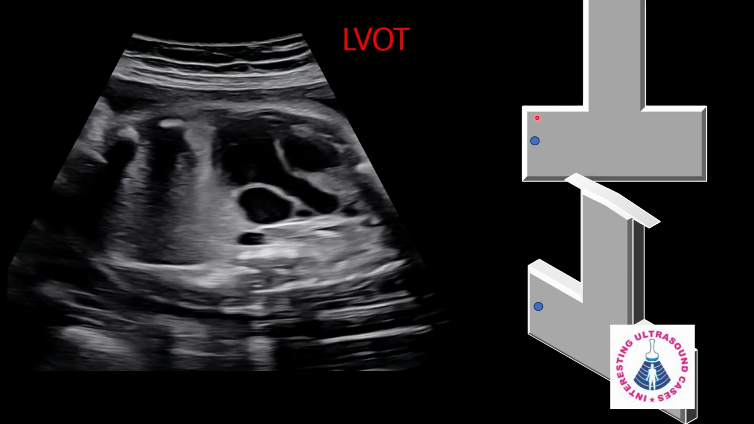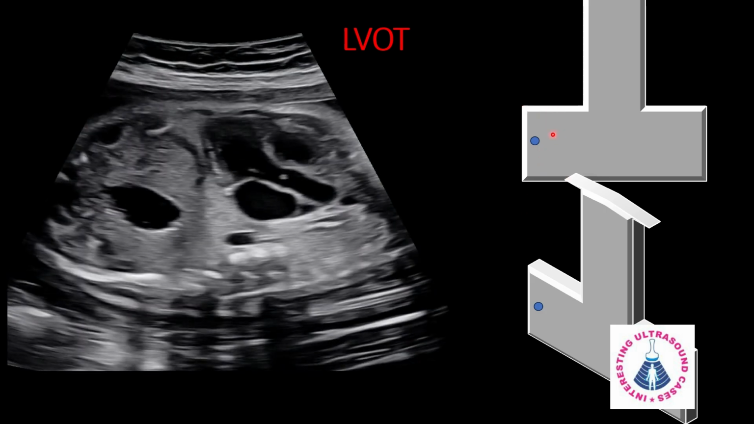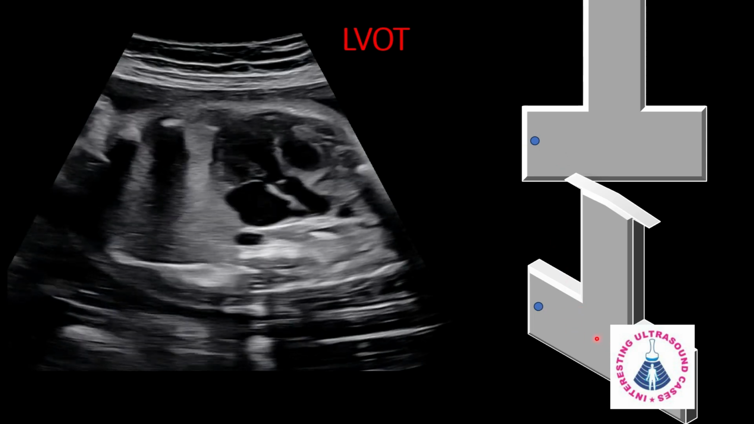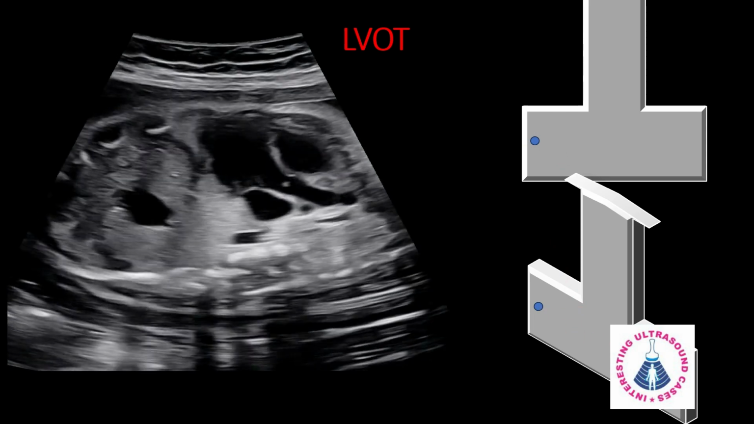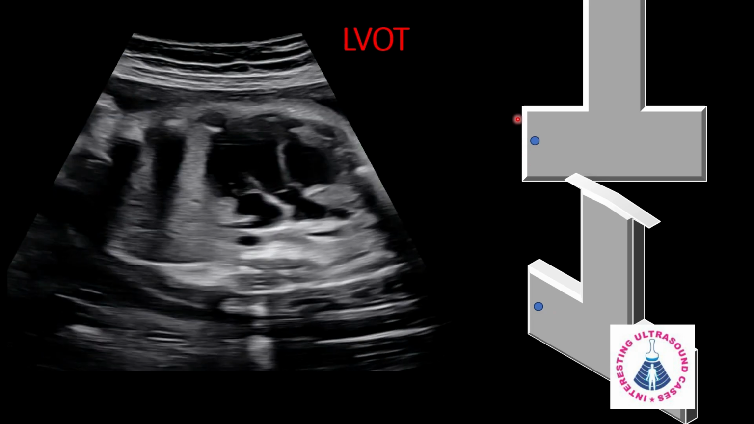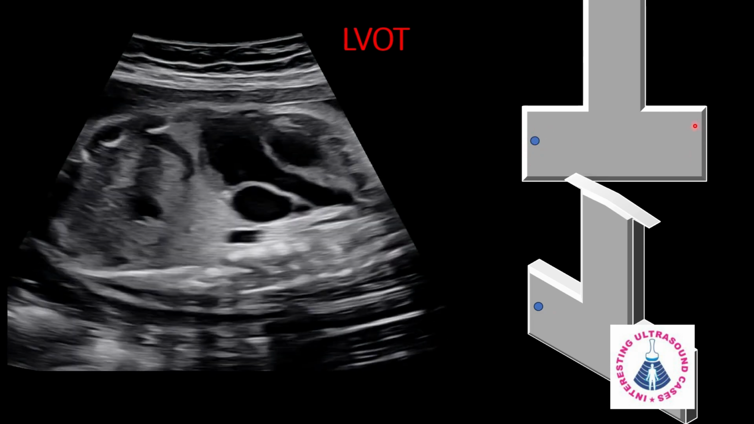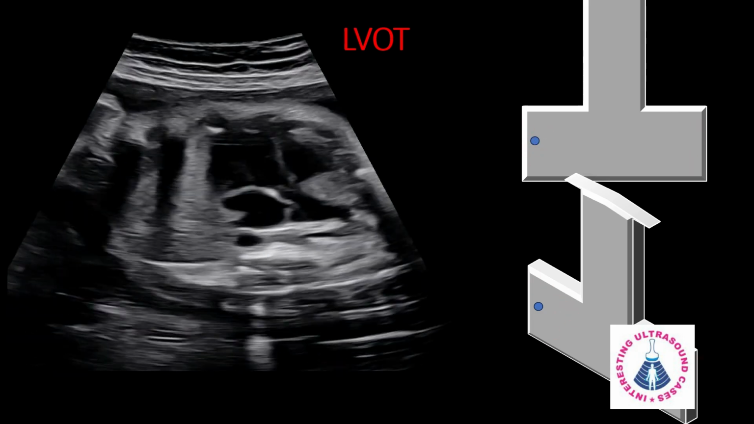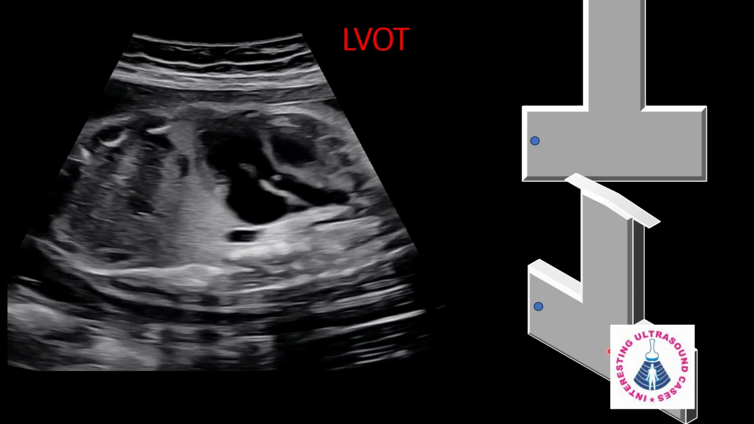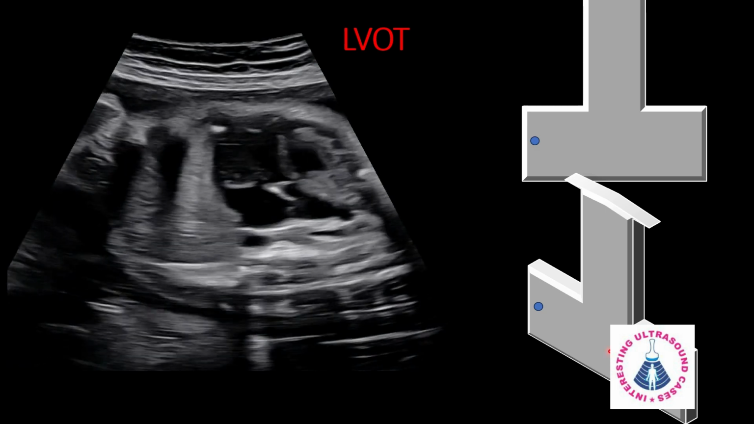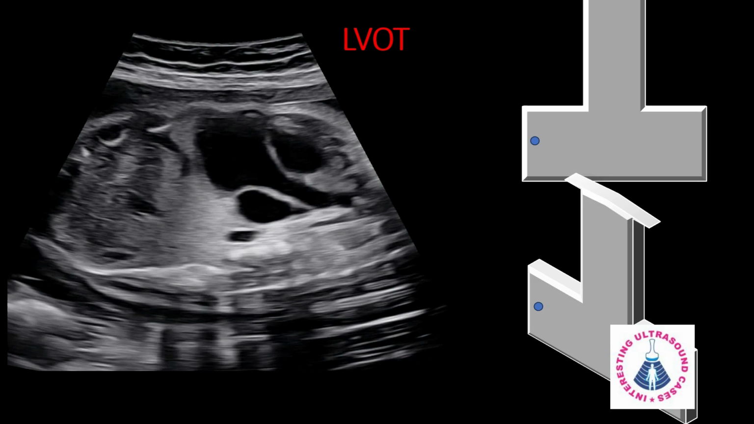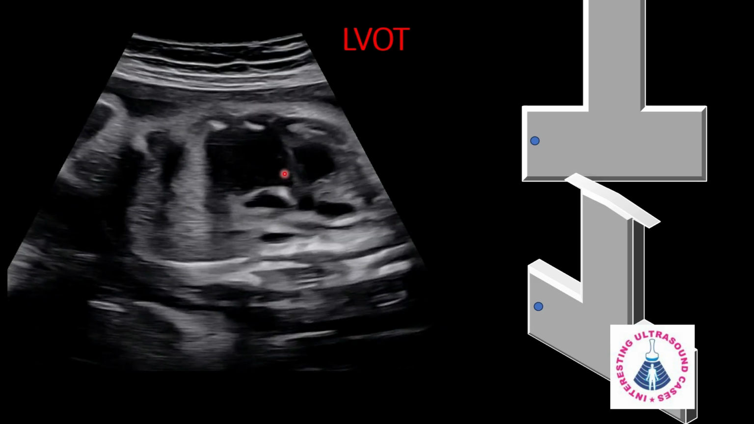4-chamber view, from the 4-chamber view we have to turn our probe 45 degree towards the fetal right shoulder. This is the indicator side of the probe, non-indicator side of the probe. This non-indicator side of the probe, we have to rotate 45 degree towards the fetal right shoulder. We'll get this view.